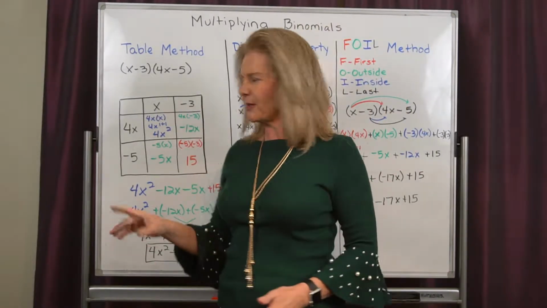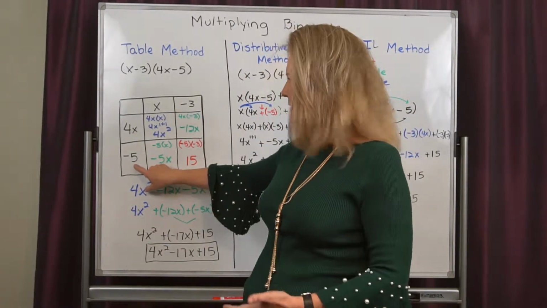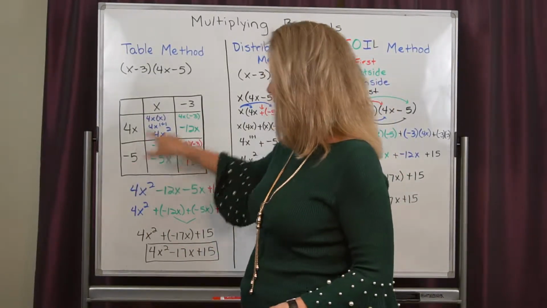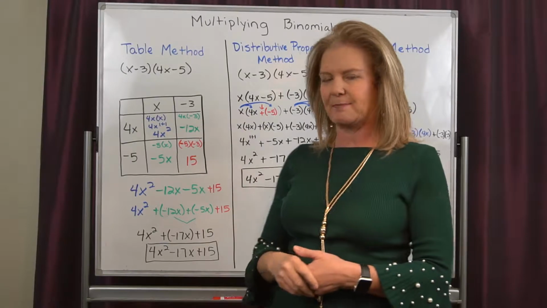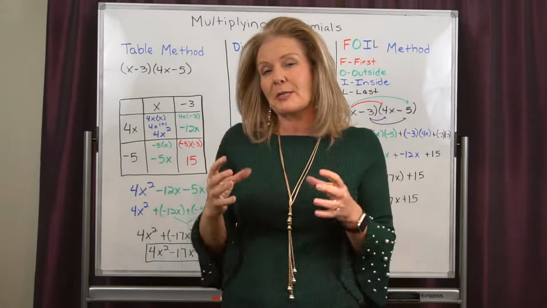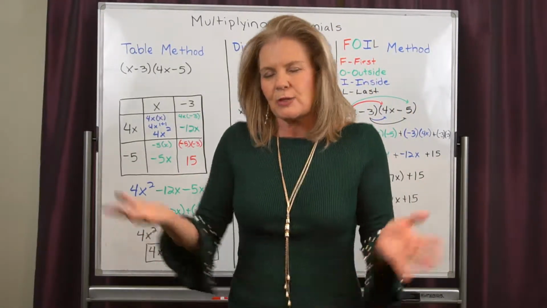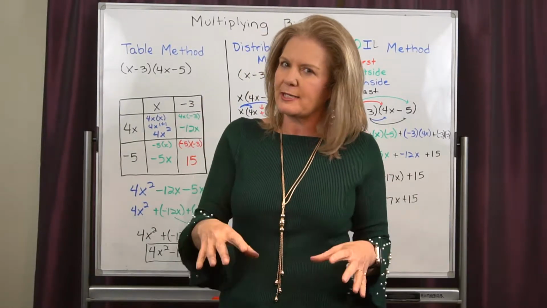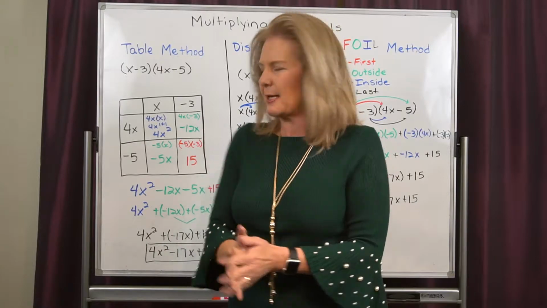Now we're going to go to the next set of terms, and I have to do negative 5 times x, which is negative 5x. And I'm going to do negative 5 times negative 3, which is 15. So now I've multiplied each of those sets of terms. Now I need to pull it together, and I'm looking at the degree of the terms so I know what to combine.